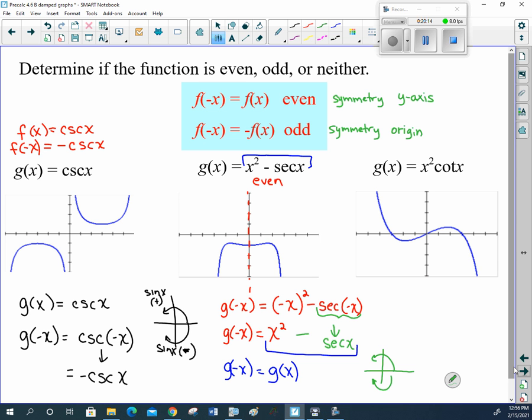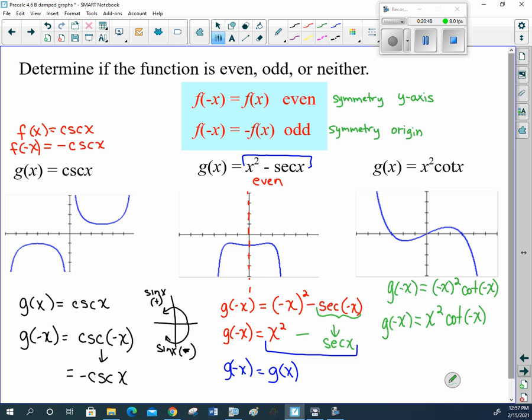Well, if we want to test that algebraically, I'm going to erase this piece right here. We're going to substitute in a negative x, and we're going to get negative x squared times the cotangent of negative x. All right, so let's see what happens here. A negative x raised to the second power will always be a positive x squared. And what about cotangent of a negative x? What happens there with that one?